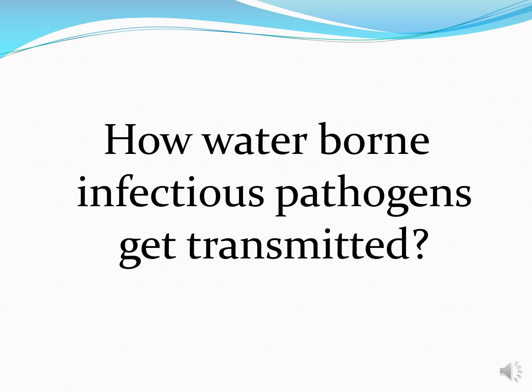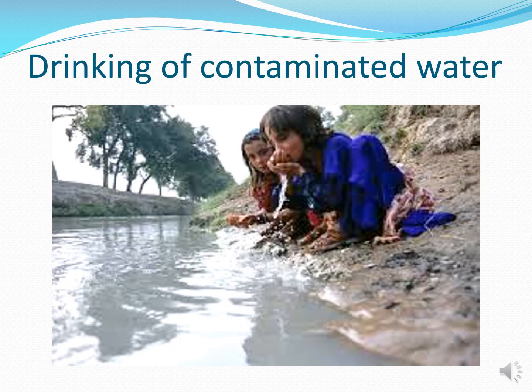How do waterborne infectious pathogens get transmitted? That's an important issue and concern. Number one, drinking of contaminated water. As we see in this picture, we should never ever drink water from the rivers, canals, ponds and other water bodies because that water may be contaminated with several pathogens.